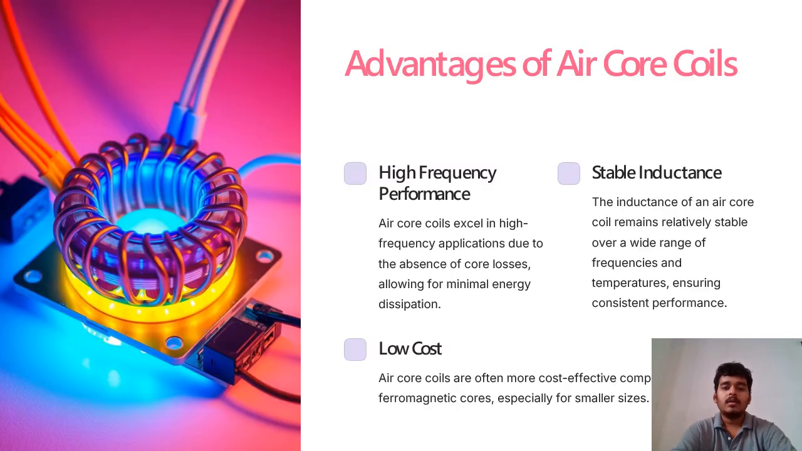Now let us know about the advantages of air core coil: high frequency performance, stable inductance, low cost. What is meant by high frequency performance? It excels in high frequency applications due to the absence of core losses, allowing minimum energy dissipation. The twisted coil has high frequency performance according to its copper ratings, and it has a stable inductance when the coil shape and size are maintained with an equal number of turns.